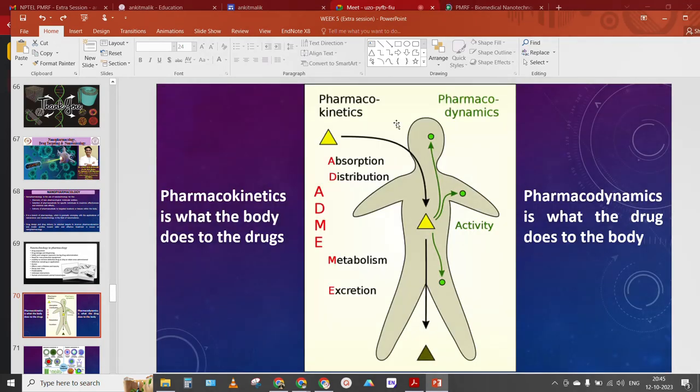So in nanopharmacology, there are two terms. When you go through some nanopharmacology material, you will find two basic terms. The one is pharmacokinetics, and the second one is pharmacodynamics. Pharmacokinetics is what the body does to the drug, while pharmacodynamics is what the drug does to the body. In pharmacokinetics, we go through absorption, distribution, metabolism, and excretion of the drug. Meanwhile, pharmacodynamics is only the activity of the drug, which is how the drug is acting in the body. We'll discuss these two things in detail now.